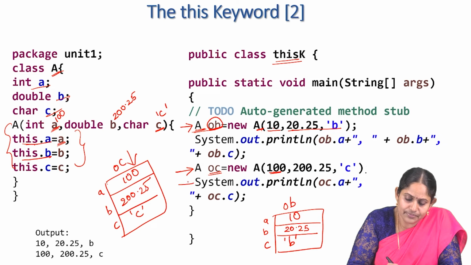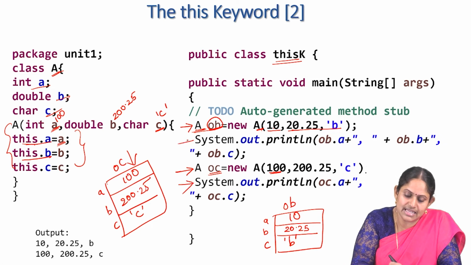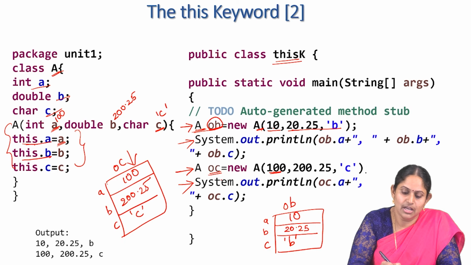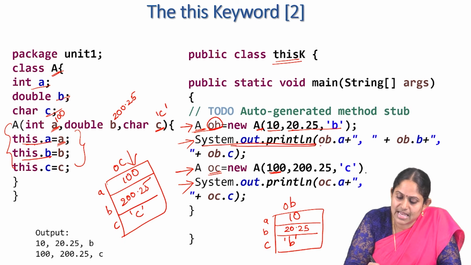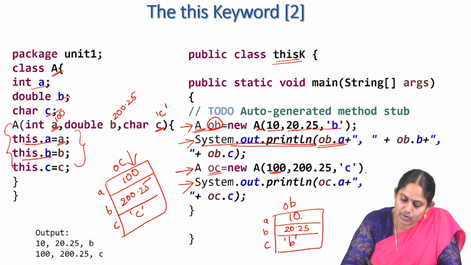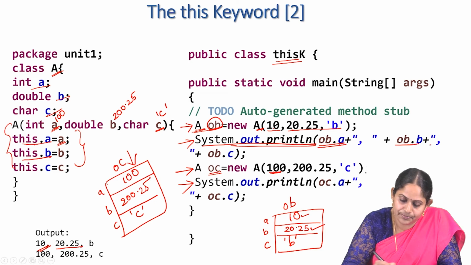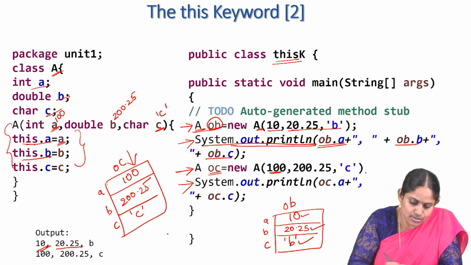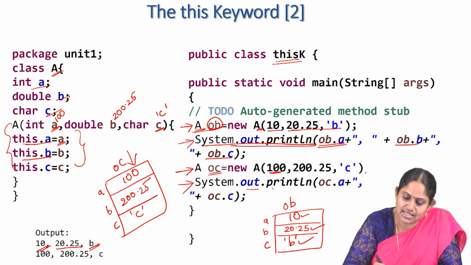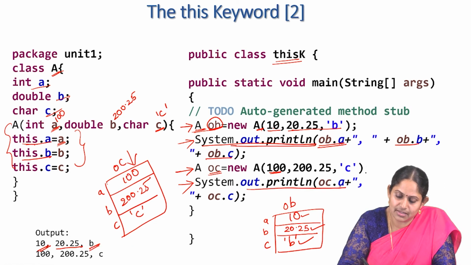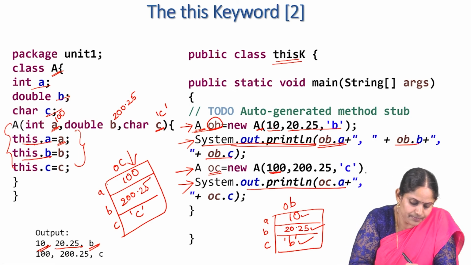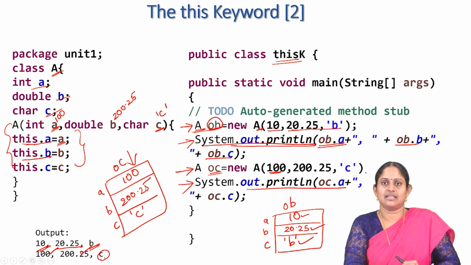Now in the next lines, we are trying to display the contents. When you call this line, it is accessing OB.A. OB.A is 10, so you get the output 10. Then OB.B is 20.25, so you get the output 20.25. And OB.C is B, so we get the character B. Similarly, in this line, we are displaying the contents of the OC object. OC.A is 100, OC.B is 200.25 and OC's character is C.